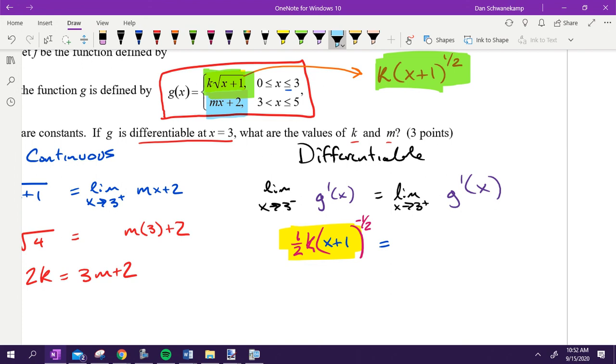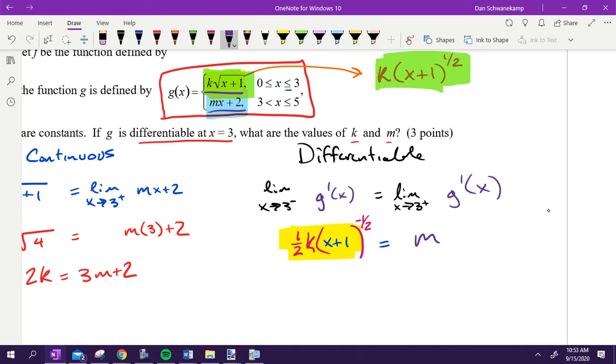It is m, because m is a constant. What's the derivative of 3x plus 2? The derivative of 3x plus 2 would be 3. So the derivative of mx plus 2 would be m. So this side over here is just m. It's weird, but that's what we did. We found the derivative of this guy, derivative of that guy, set them equal to each other. When do I care about this derivative?